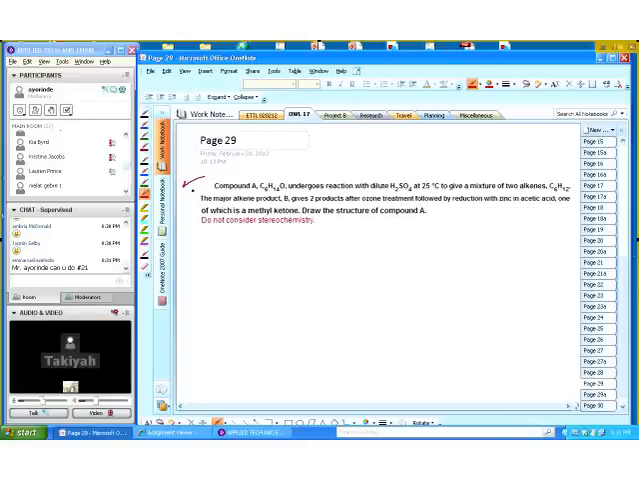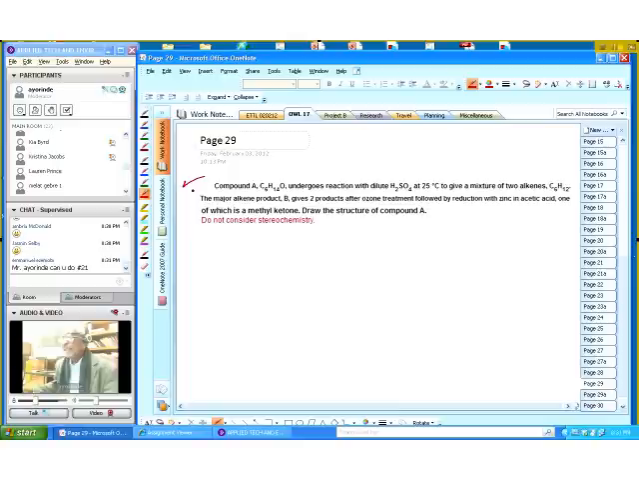Compound A, C6H14O, undergoes reaction with dilute H2SO4 at 25 degrees Celsius to give a mixture of two alkenes, C6H12. The major alkene product B gives two products after ozone treatment followed by reduction with zinc and acetic acid, one of which is a methyl ketone. Draw the structure of compound A. Okay, excellent. That's it here. Okay, very good. Now, compound A. Also, you should expect to get this kind of problem. Compound A.